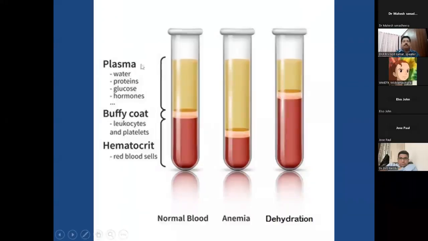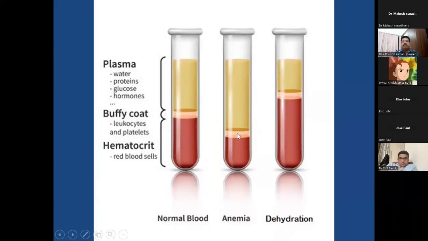So you can see here also the plasma. Plasma contains water, proteins, glucose, and hormones. Here the buffy coat contains leukocytes and platelets, and the hematocrit, that is the lower portion, contains red blood cells only. Leukocytes will be here only. These are because erythrocytes are the most dense ones because they contain the hemoglobin, they contain the iron, so they are highly dense. This is a normal blood.